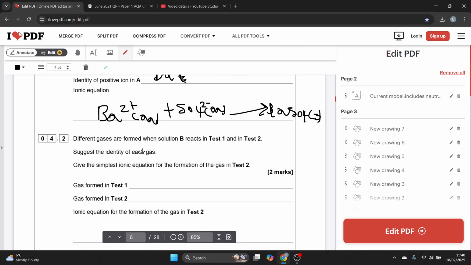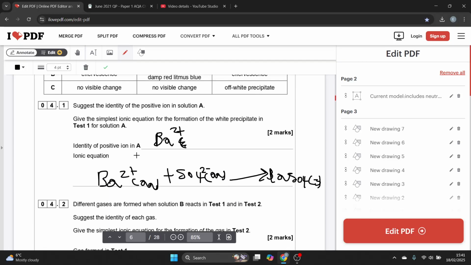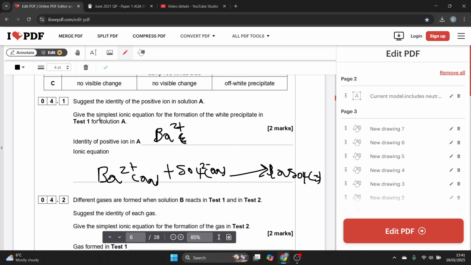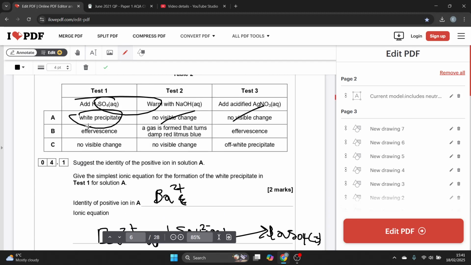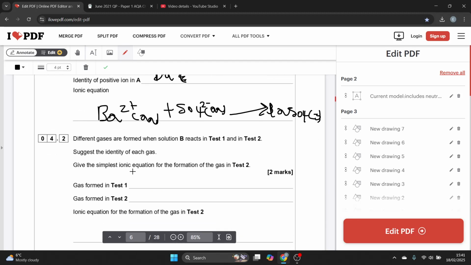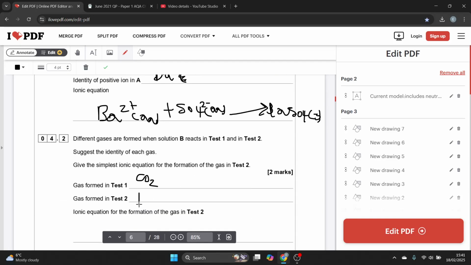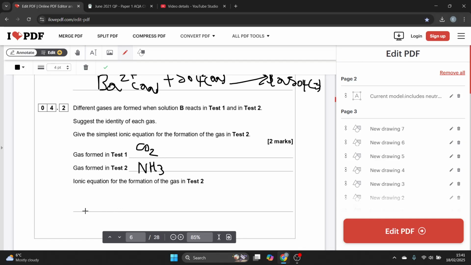Different gases are formed when solution B reacts in test 1 and test 2, suggest the identity of each gas. Effervescence, gas formed in test 1. Effervescence is carbon dioxide gas. The gas formed in test 2, gas that turns damp red litmus paper blue, NH3.